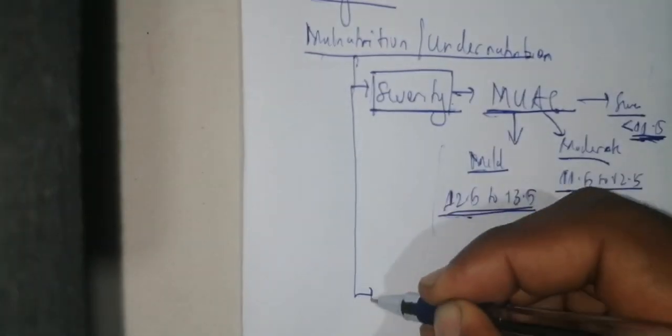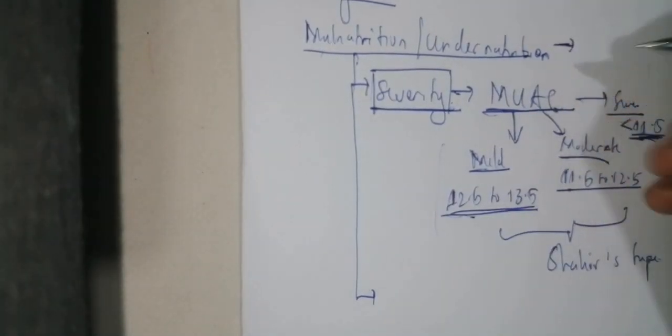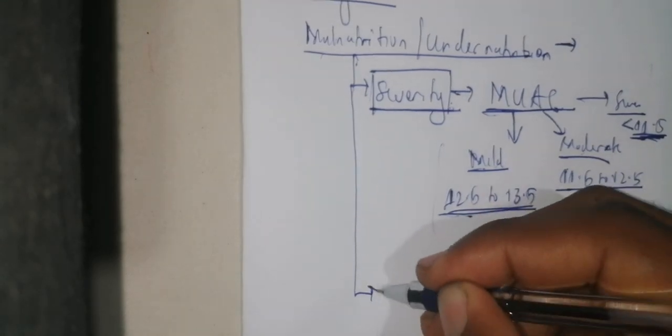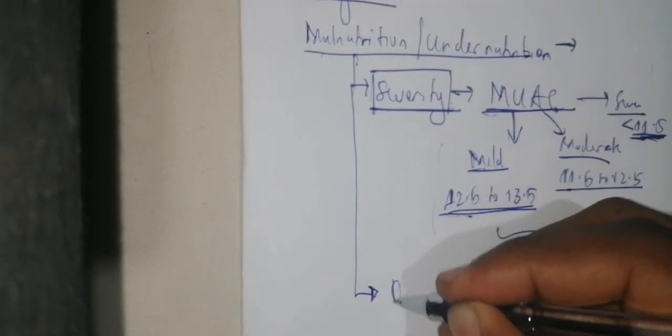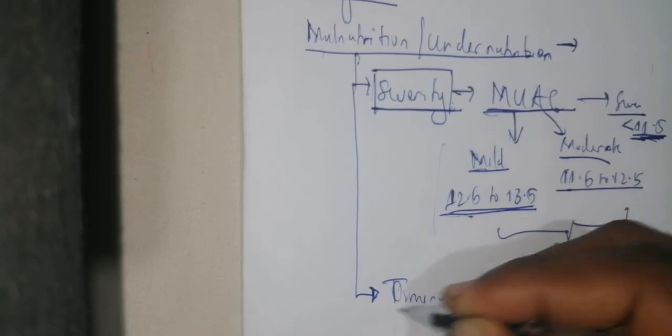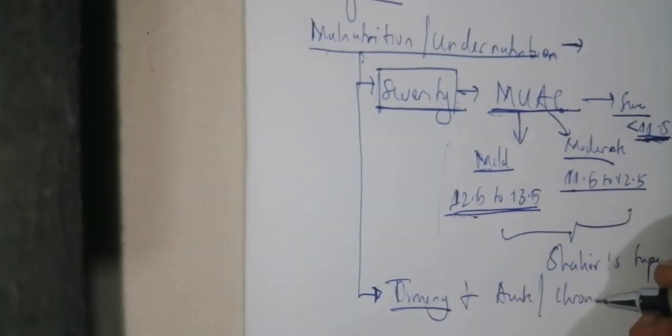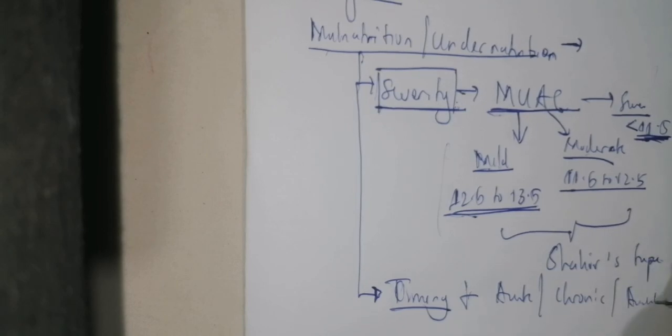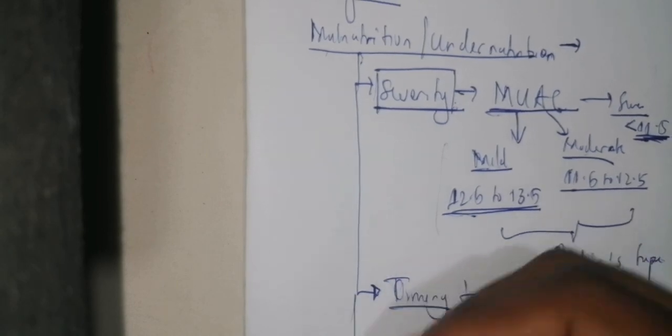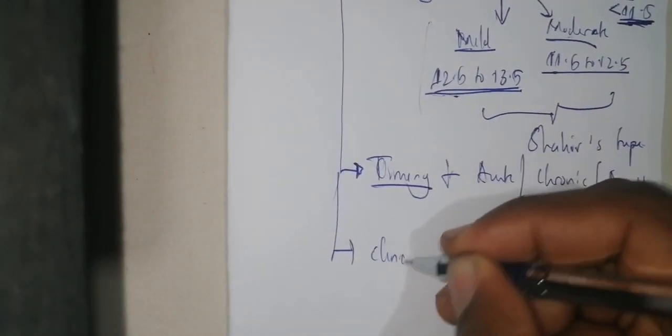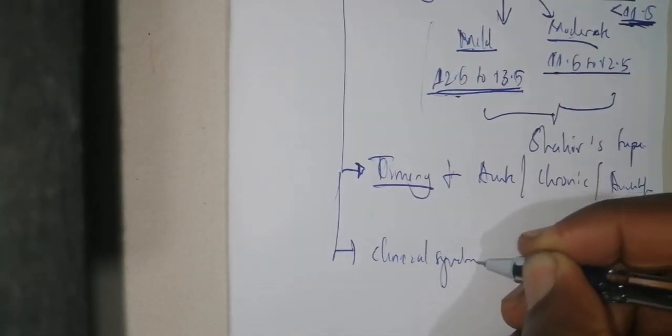How you make the diagnosis of malnutrition is very important, based on the weight for age. The next thing you speak about is the timing of the malnutrition. Is it acute malnutrition? Is it chronic malnutrition? Or is it acute on chronic malnutrition? Is it clear? Then the next thing you speak about is the clinical syndrome of the malnutrition.